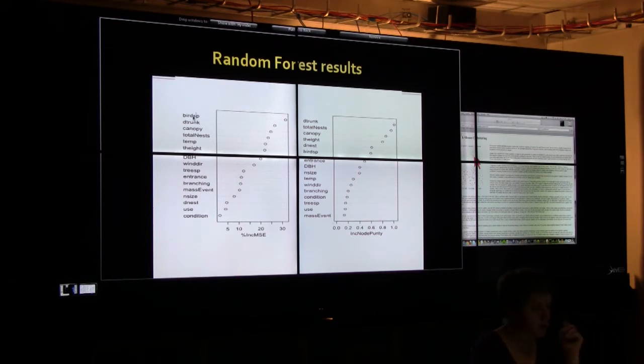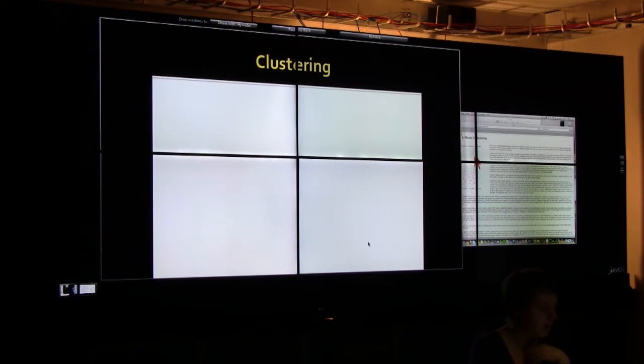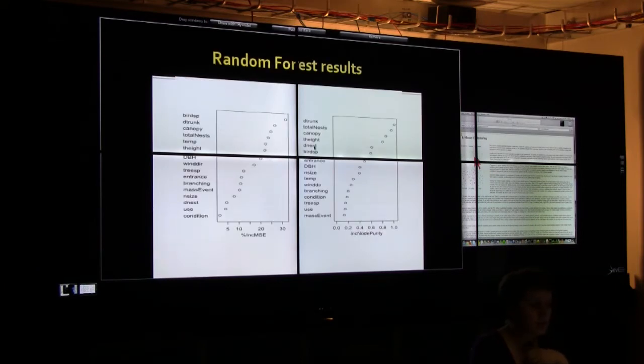The first column here is the first measure, the increased mean square error, then the second one is the increased node purity. And the way to select the important features, we want the right balance between the two. So if a feature, for example, has high increased mean square error, but very low increased node purity, then we don't want that. We want a feature that has both of those measures relatively high.